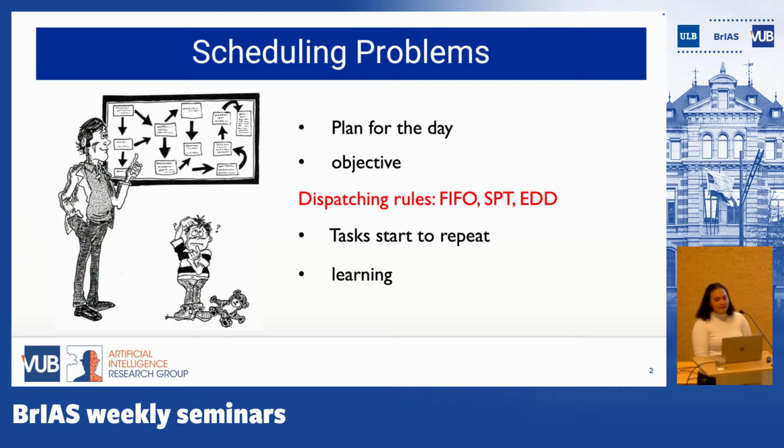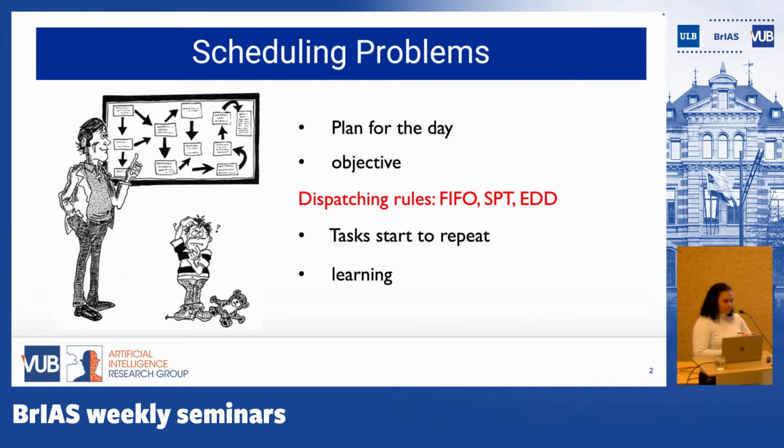So in general, we can say that scheduling is a decision-making process that can be found in many scenarios in our daily life. It can be as easy as preparing your plan for the day. You have a set of tasks that you have to execute, and in order to do that, you have an objective in mind. So it might be that you have a due date, a deadline, or you can also say that you just want to finish all your tasks as soon as possible so you can go home early.